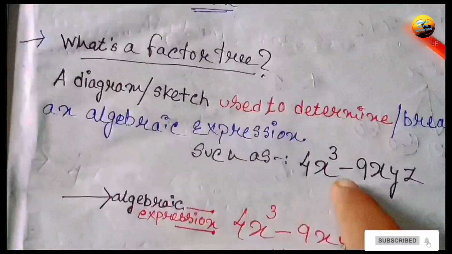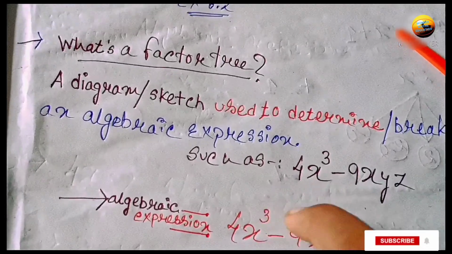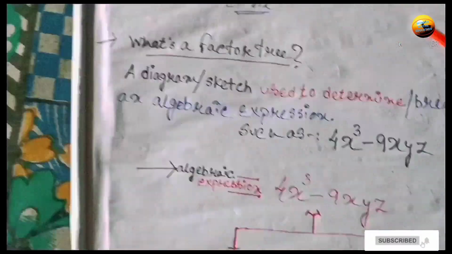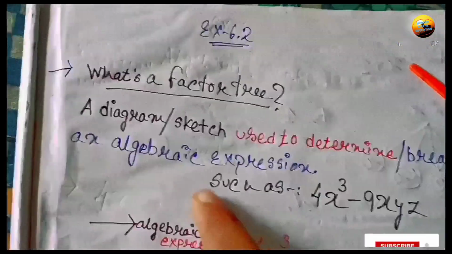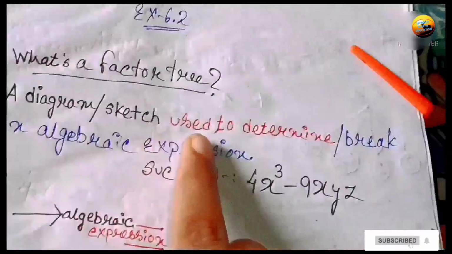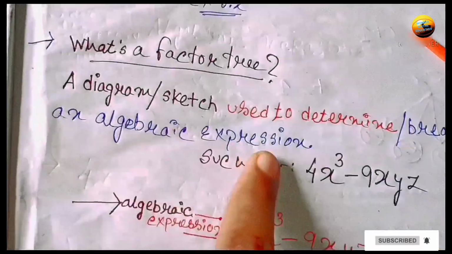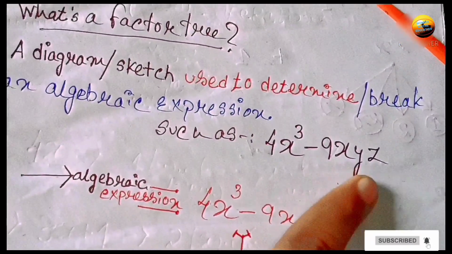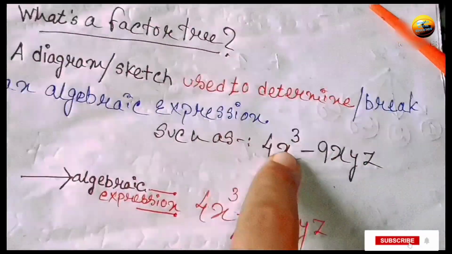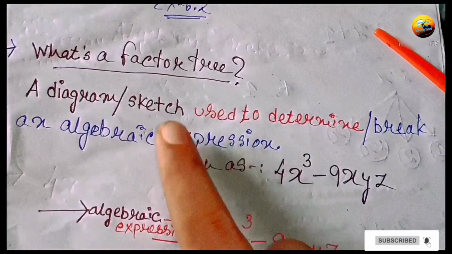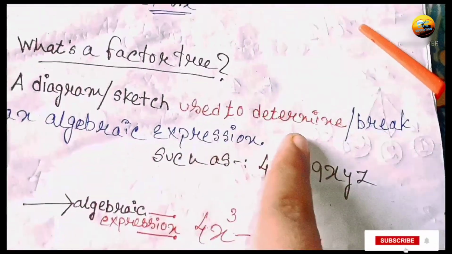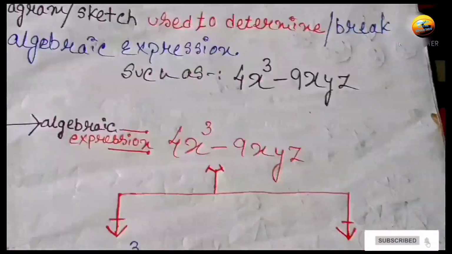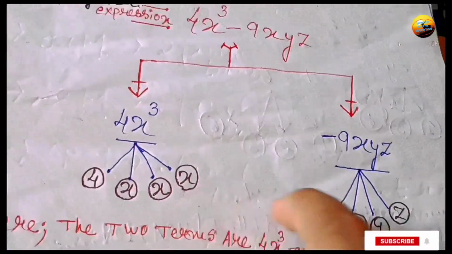So I have written a complete sketch or diagram here. This is the definition of a factor tree: a diagram or sketch used to determine or break an algebraic expression. I have taken an example, that is 4x cube minus 9xyz. You can take this example also. This is how you can break it.